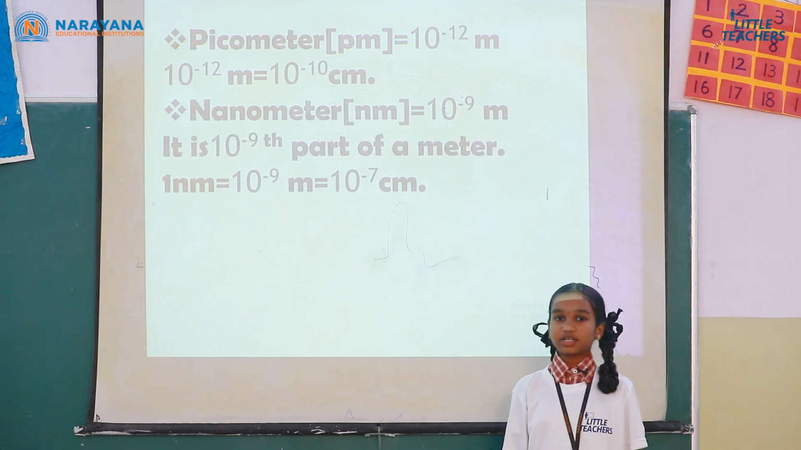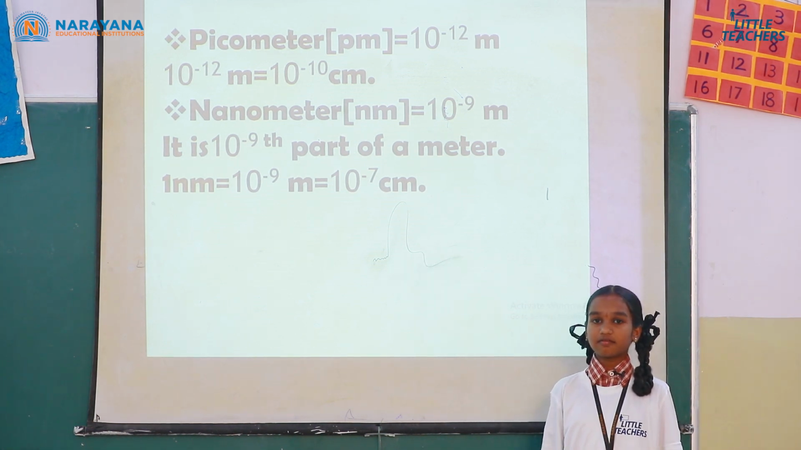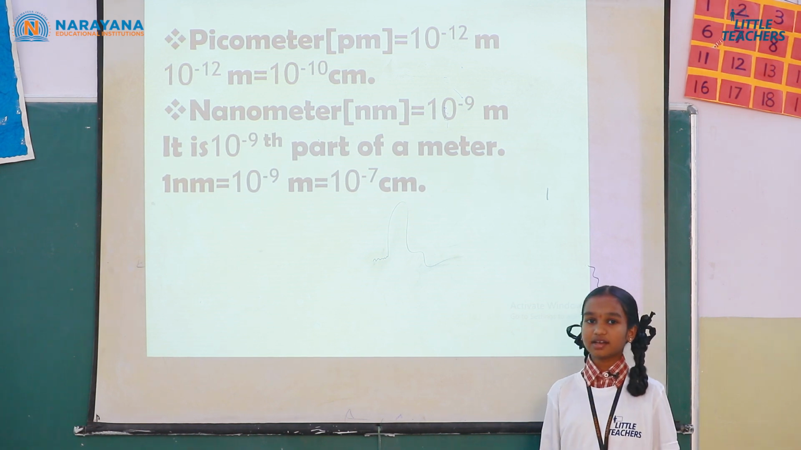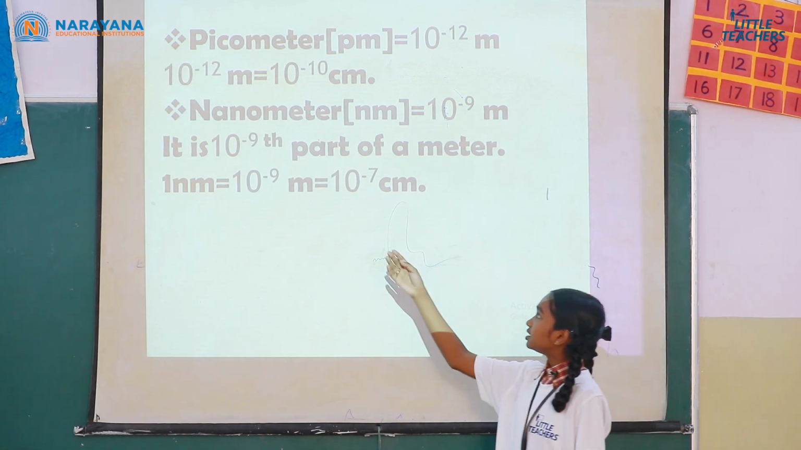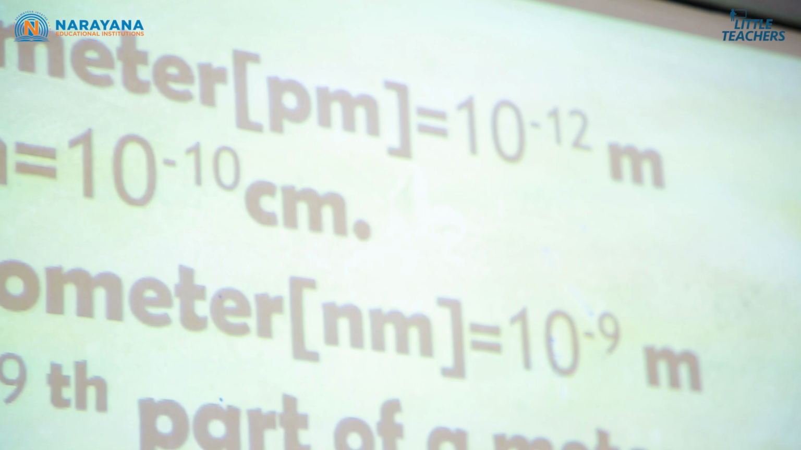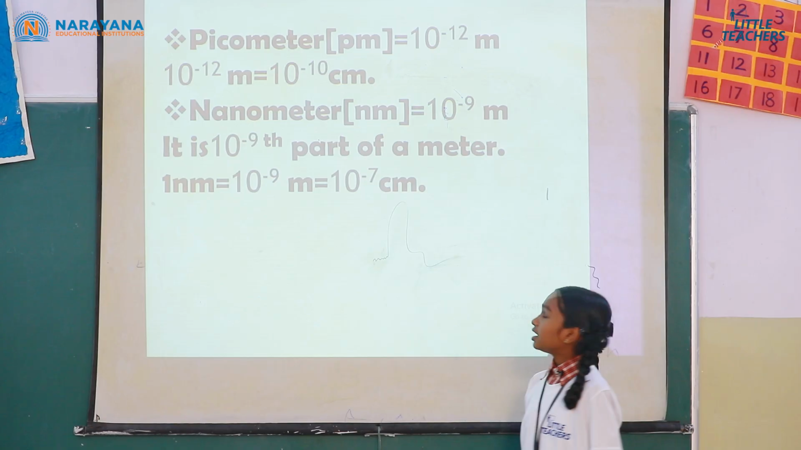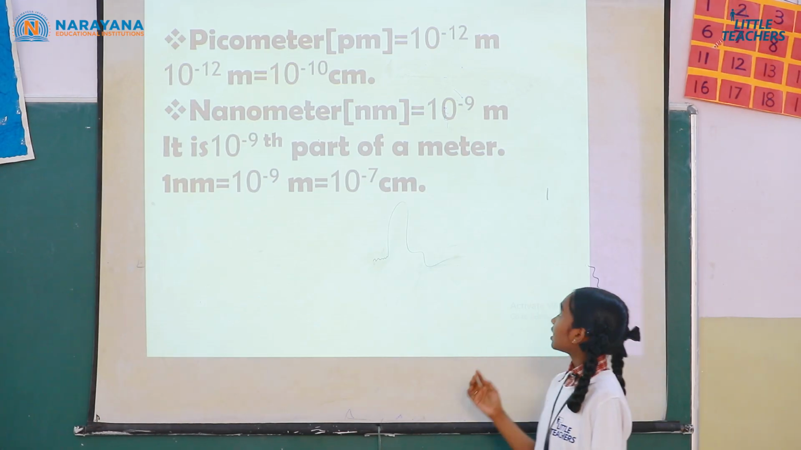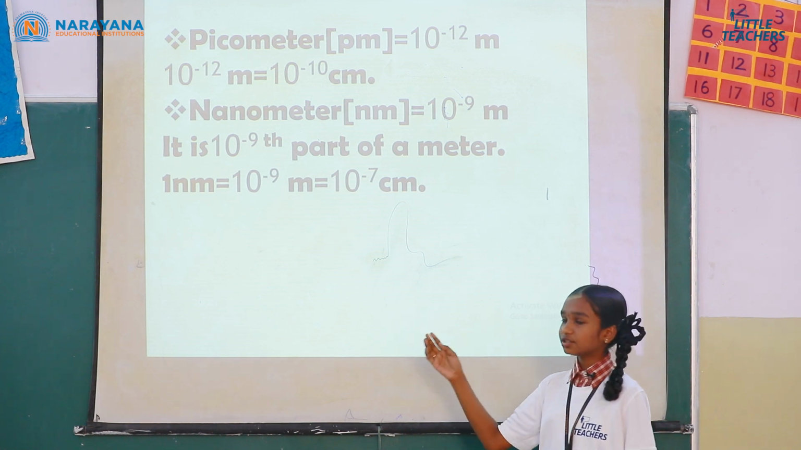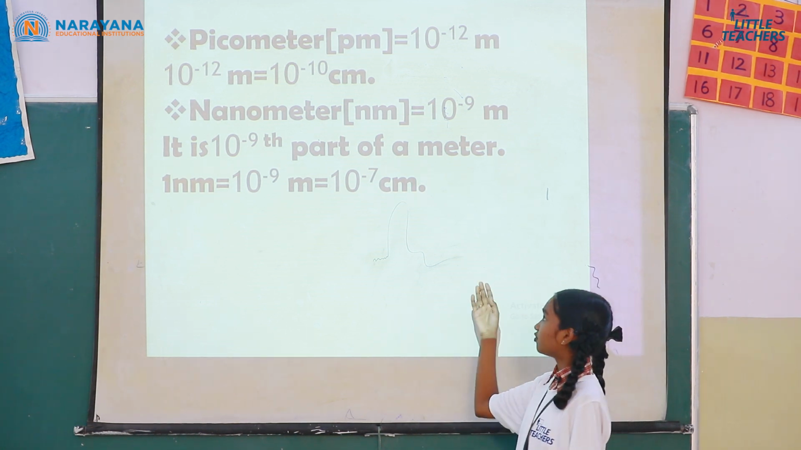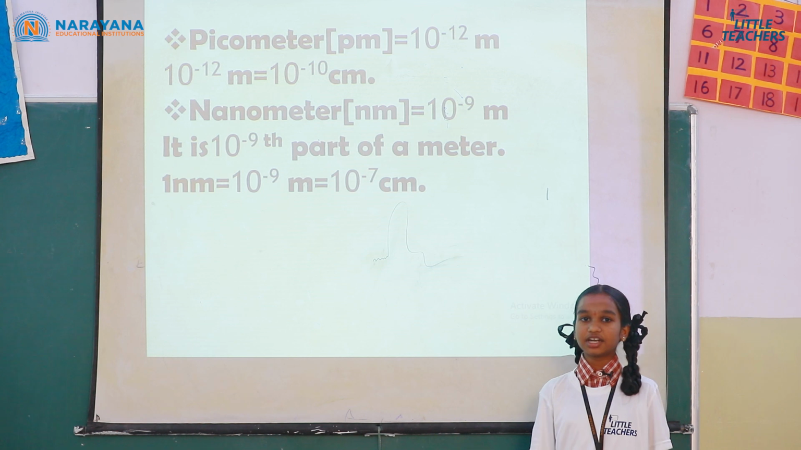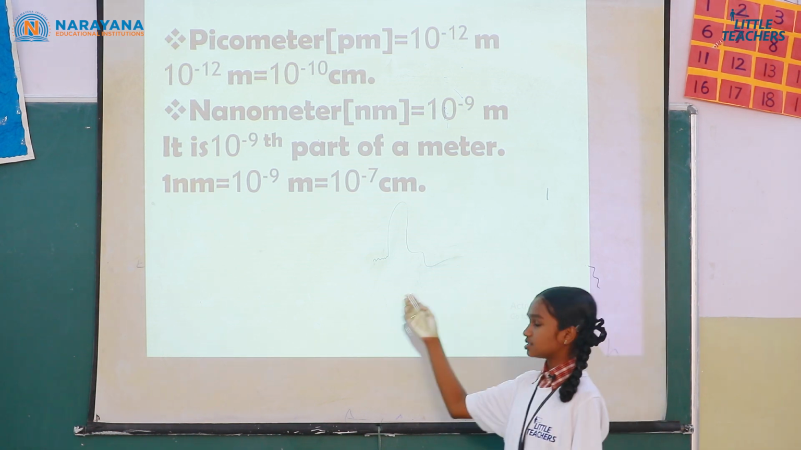Picometer. 1 picometer is 10 to the power of minus 12 meter, which is equal to 10 to the power of minus 10 centimeter. Nanometer. 10 to the power of minus 9 meter. It is 10 to the power of minus 9th part of a meter. 1 nanometer is equal to 10 to the power of minus 9 meter, which is equal to 10 to the power of minus 7 centimeter.